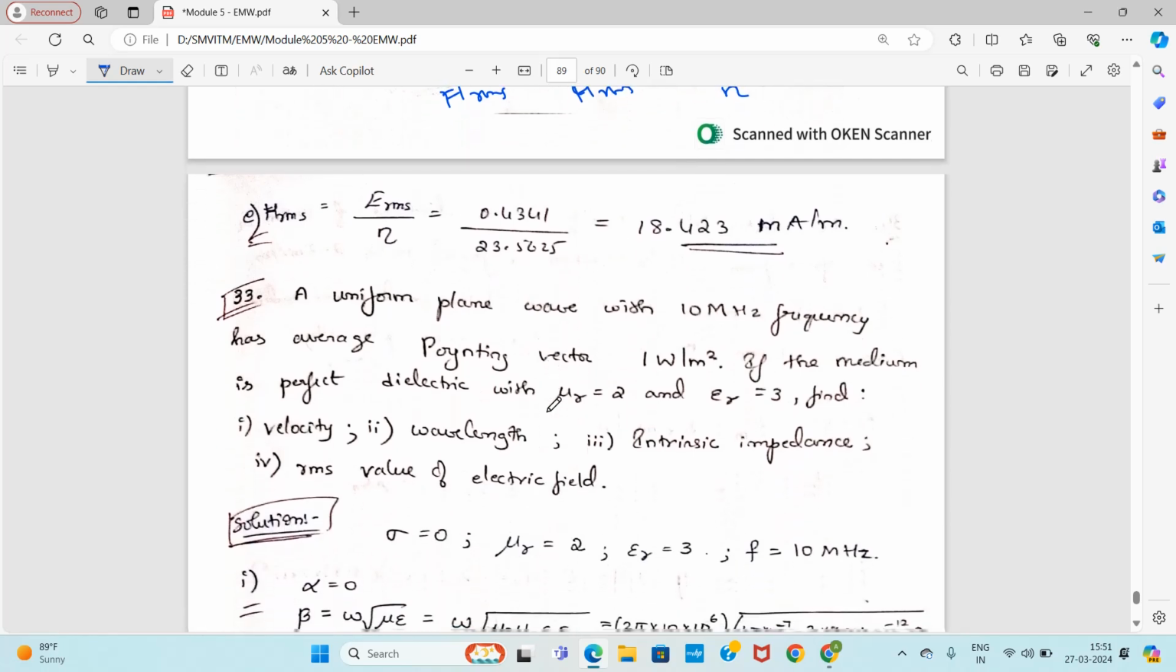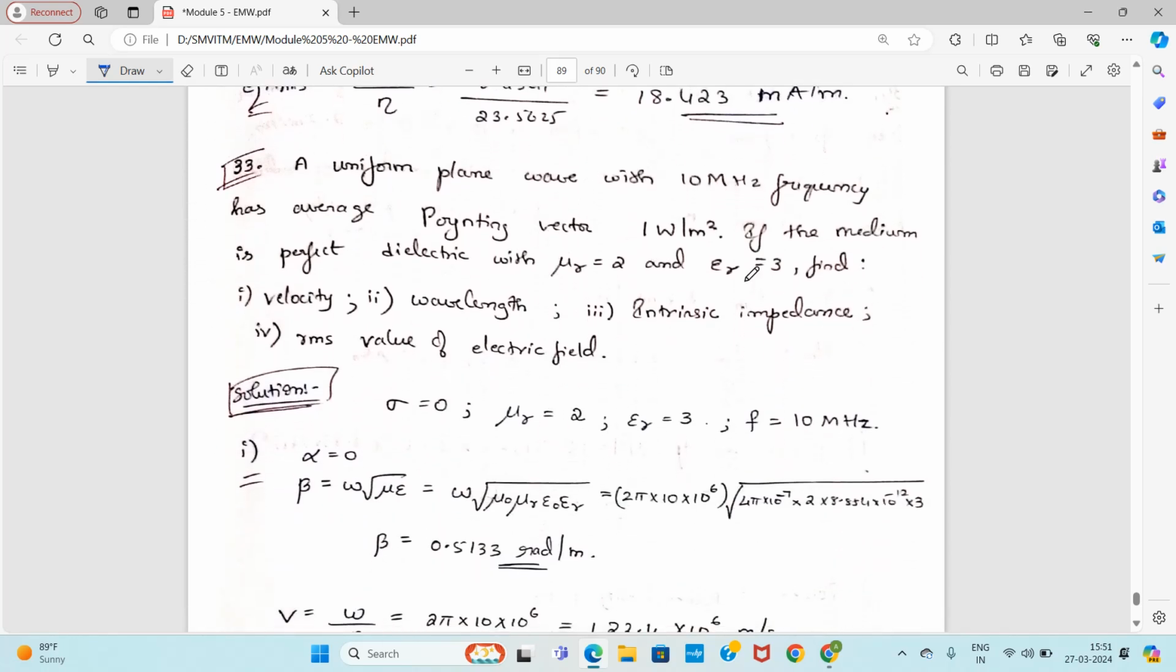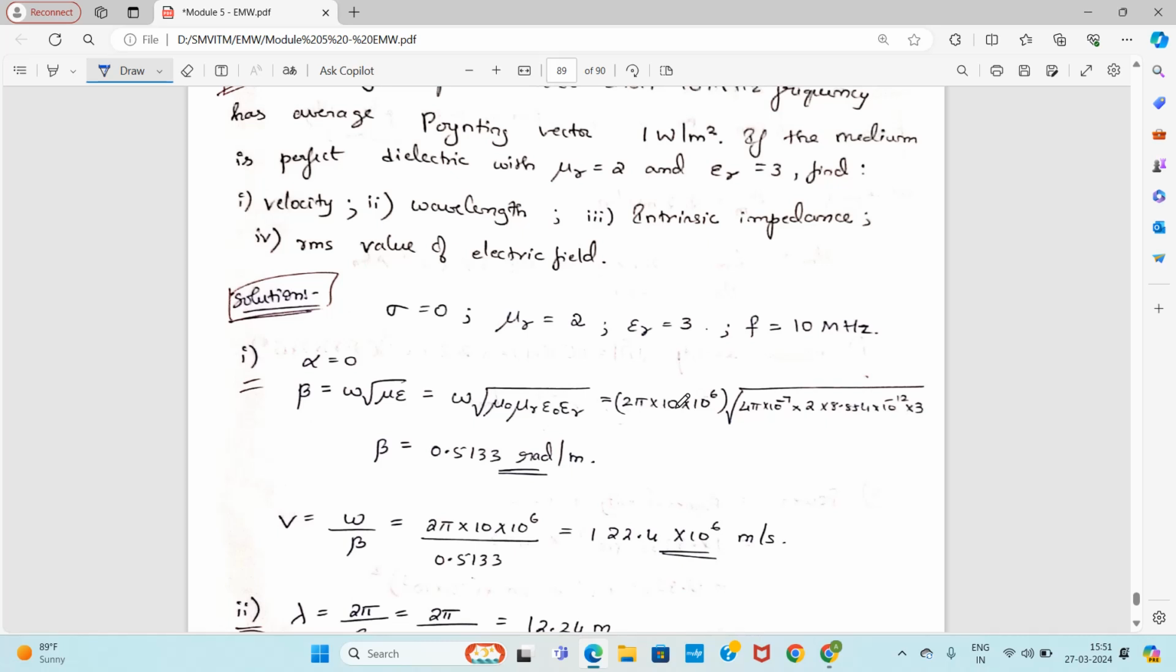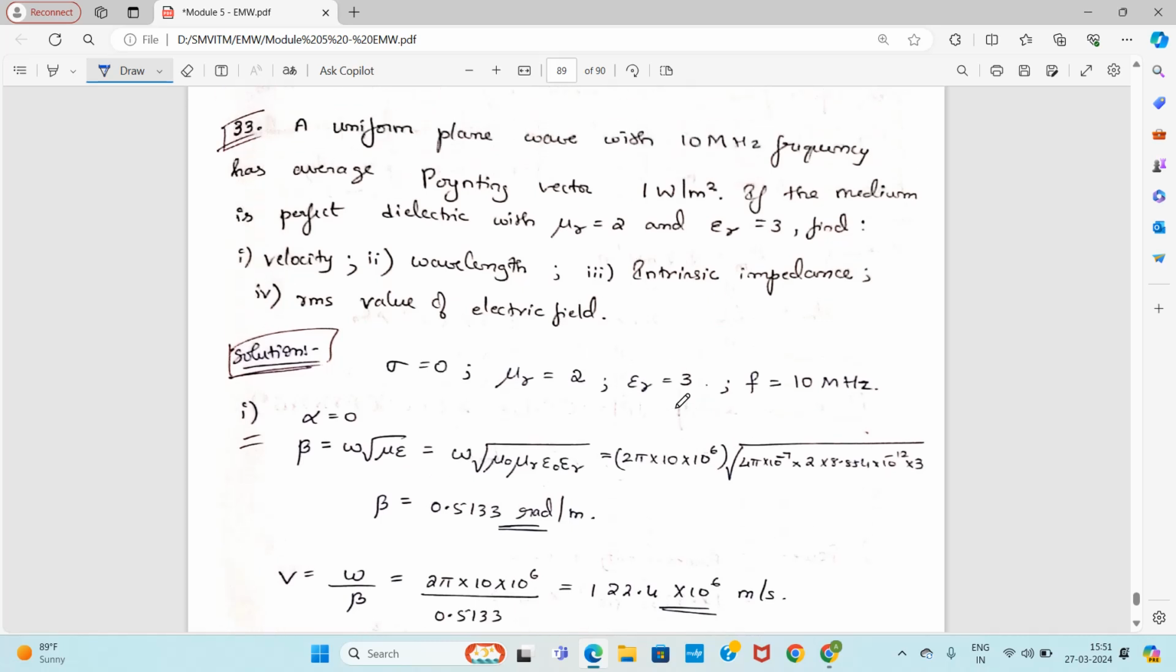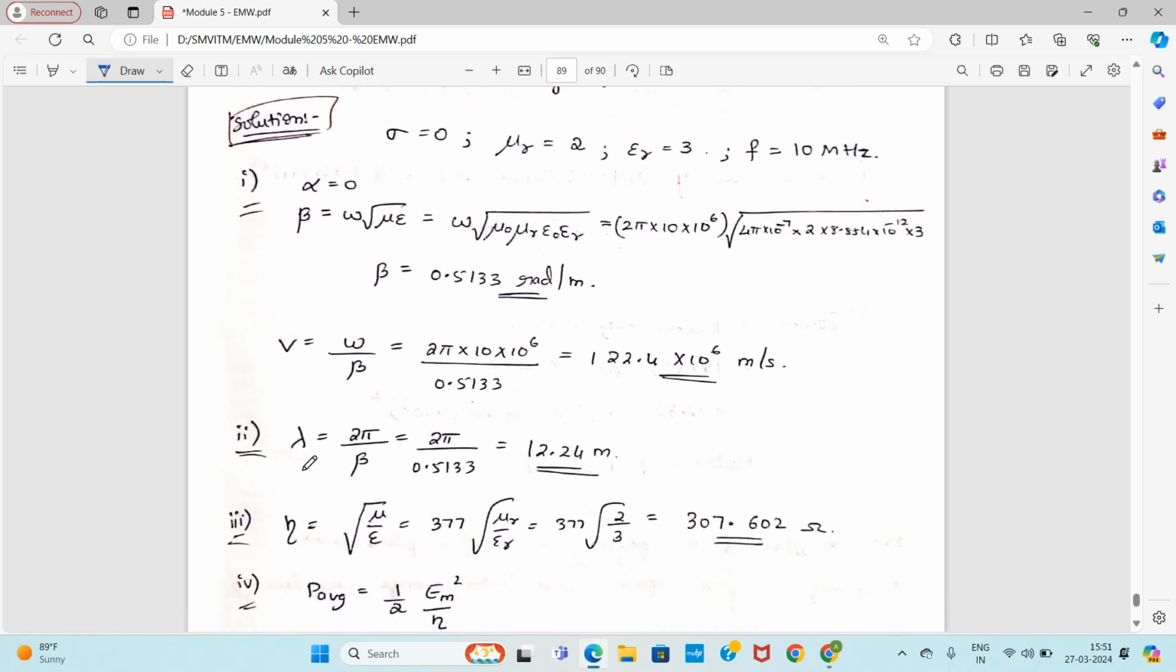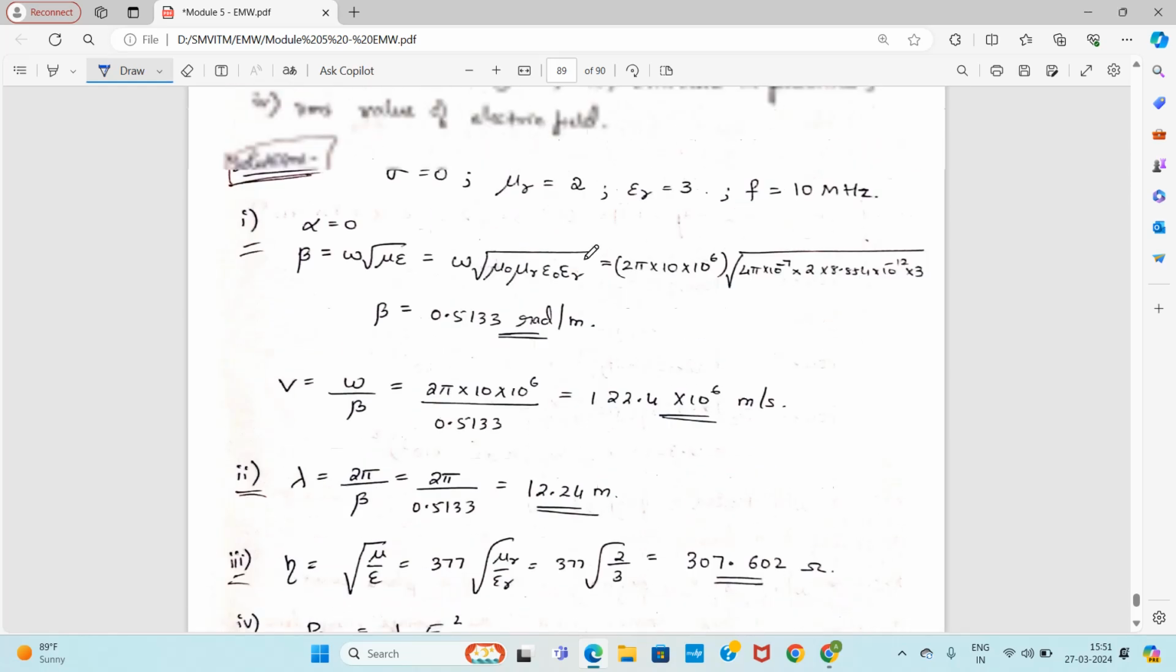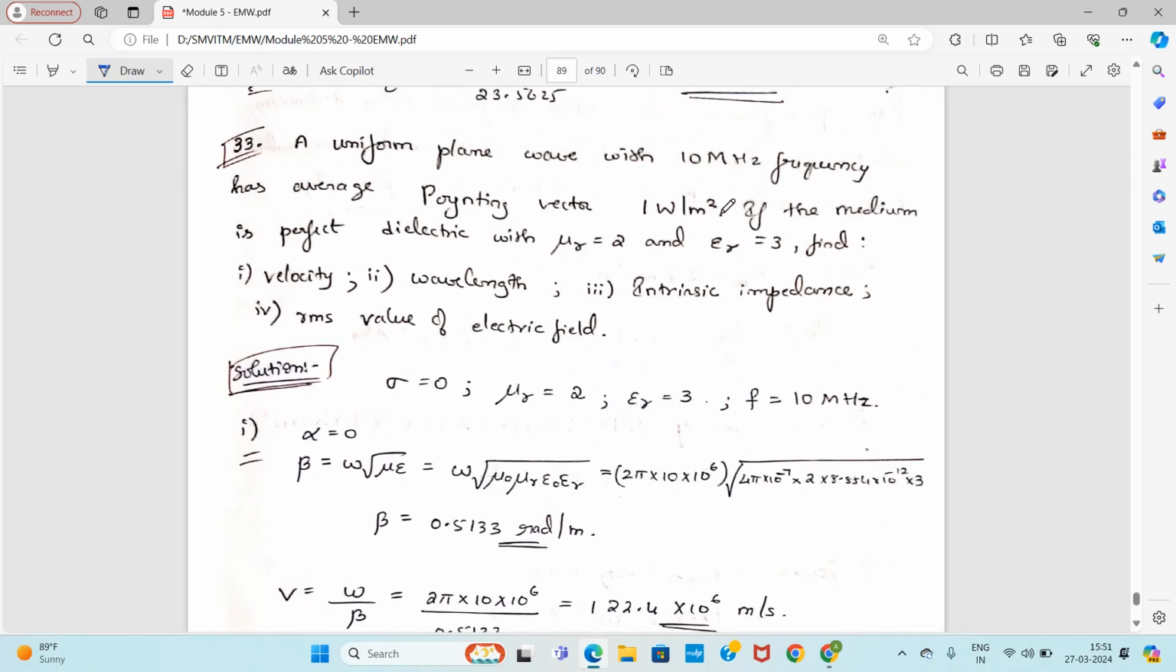Okay. So in the same way, this problem is also supposed to be simplified. Same problem, only the values are different. Again, I've asked you to find out alpha, beta, and all that. Read the question carefully. If it is mentioned perfect dielectric or lossless, then alpha is 0, beta will be given by this equation, v is omega by beta, lambda is 2 pi by beta, eta is root of mu by epsilon. And the average Poynting vector is given here, 1 watt per meter square.